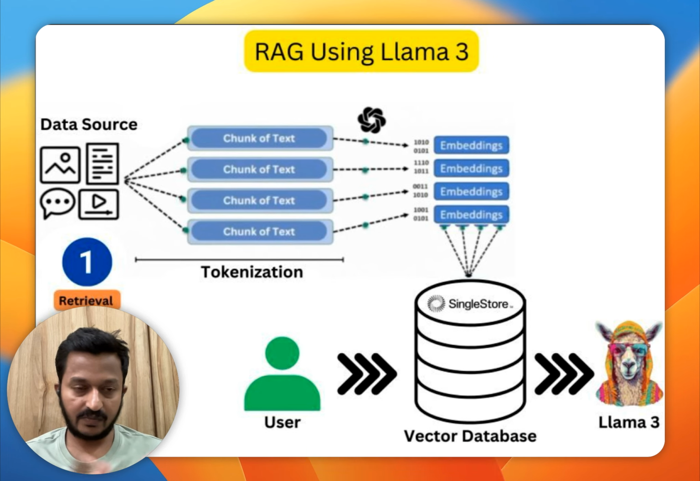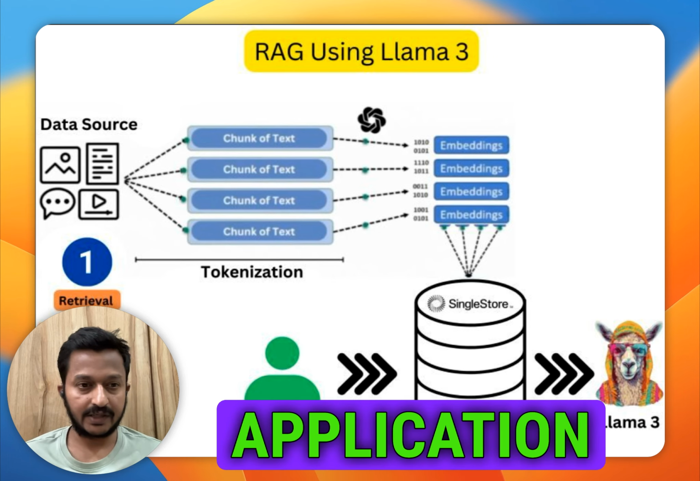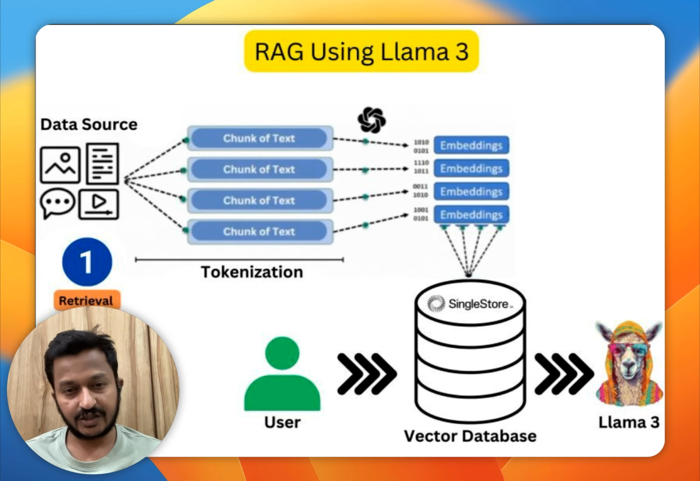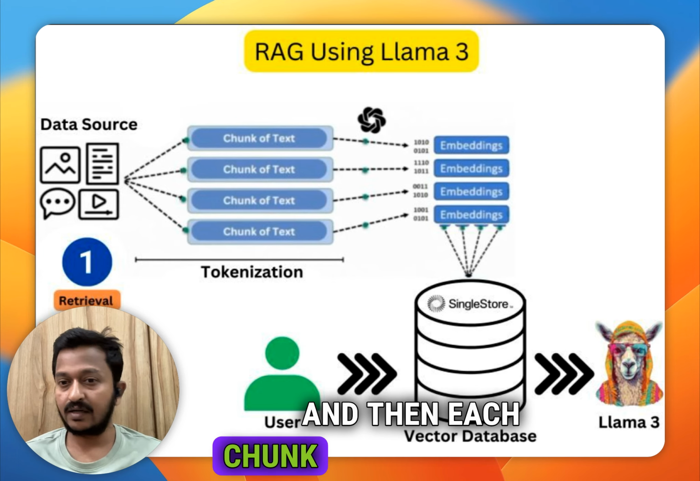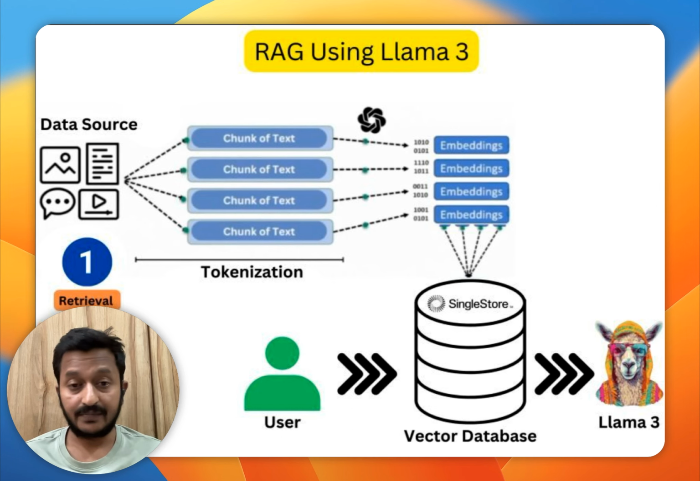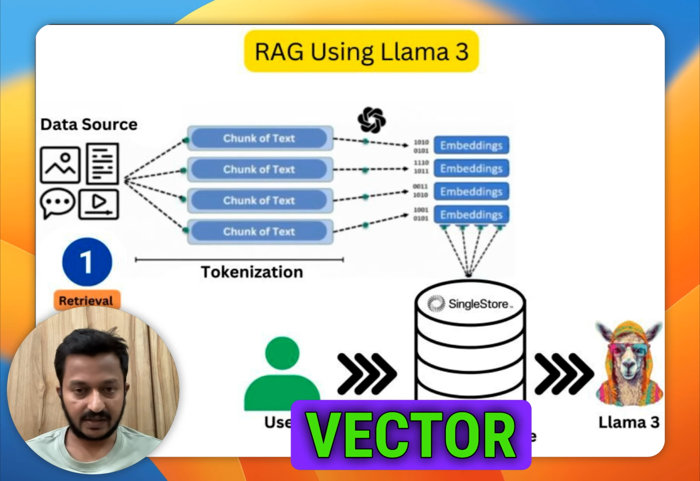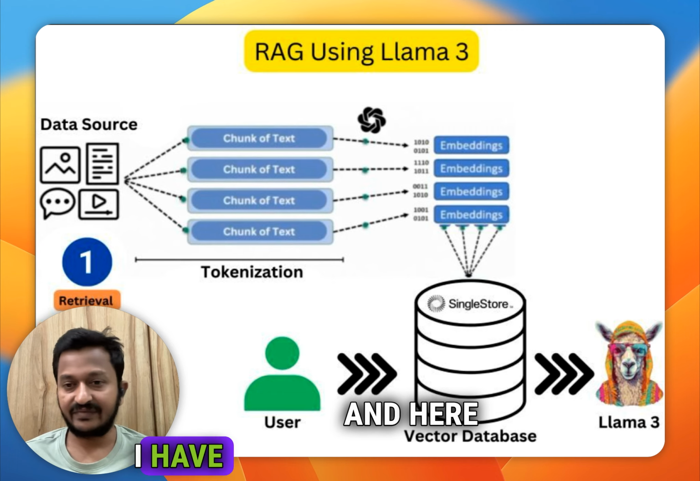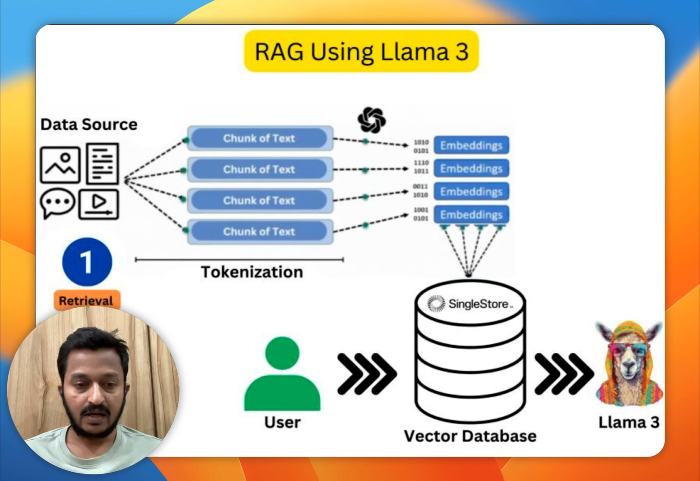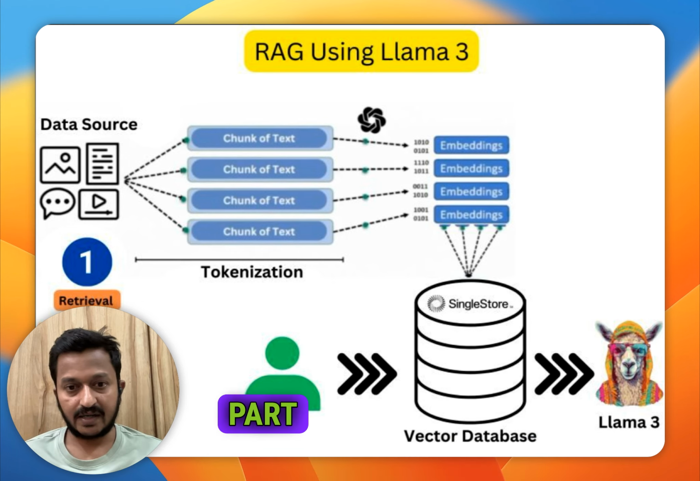So if you see in the image, it's basically a simple RAG application where the data from different sources gets chunked, and then each chunk is assigned a numerical value, and that's how embeddings are created. All these embeddings are stored in a specialized database like a vector database. Here I have taken the example of SingleStore as our vector database. And that's about the storage part of the embeddings.